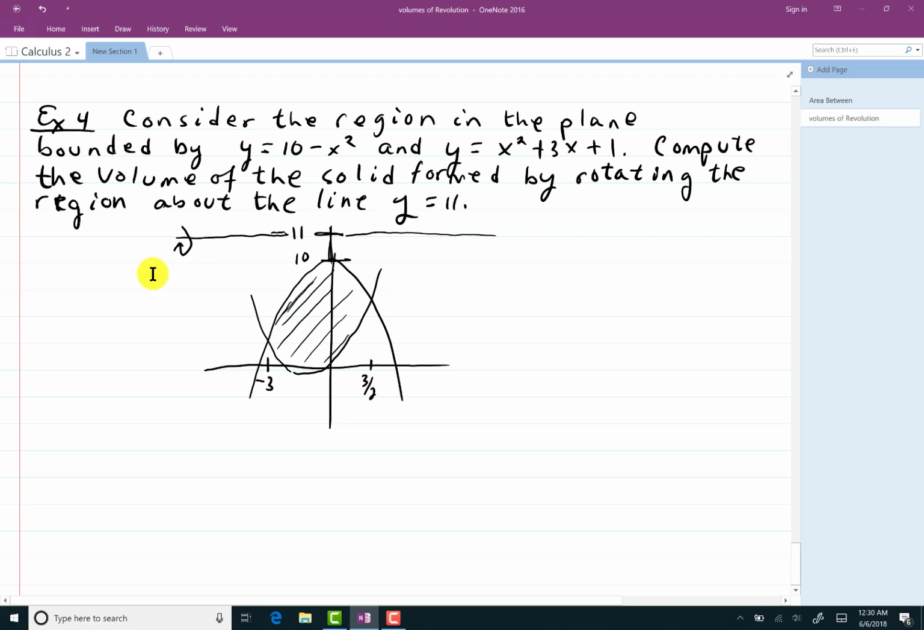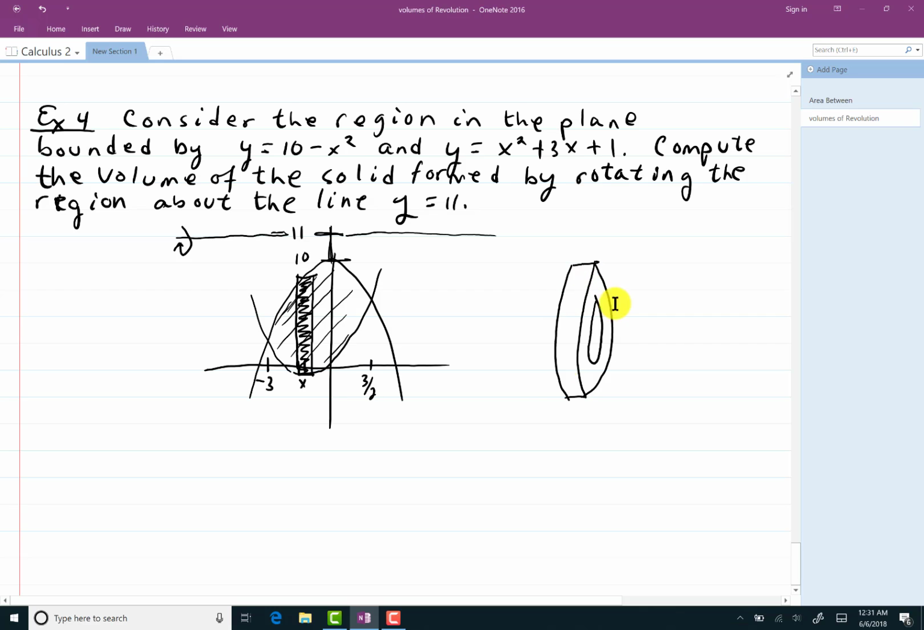Now, just like before, make yourself a single rectangle. It doesn't matter where, but it's at x. That's what's important. And the thickness, of course, is delta x. Now take a look. If you rotate that about this line, y equals 11, I find that if you make them too circular, they look ridiculous. But nonetheless, let me put the inner circle in here. And there we are. There's our washer.